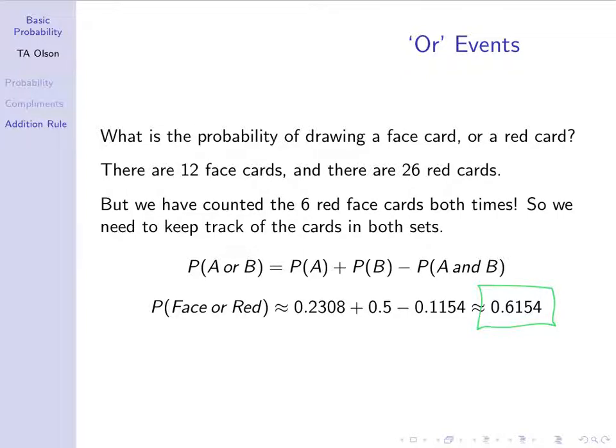It's a little more than 50%, which is about what we would expect because half the cards are red, and then we're really just adding in the 6 black face cards. So we would expect that to go up by a little bit. Okay, so that is a quick introduction to probability.